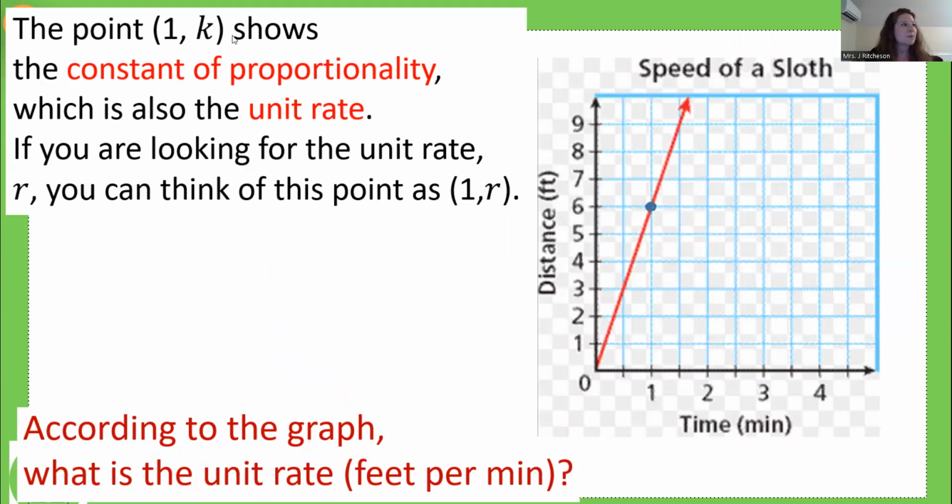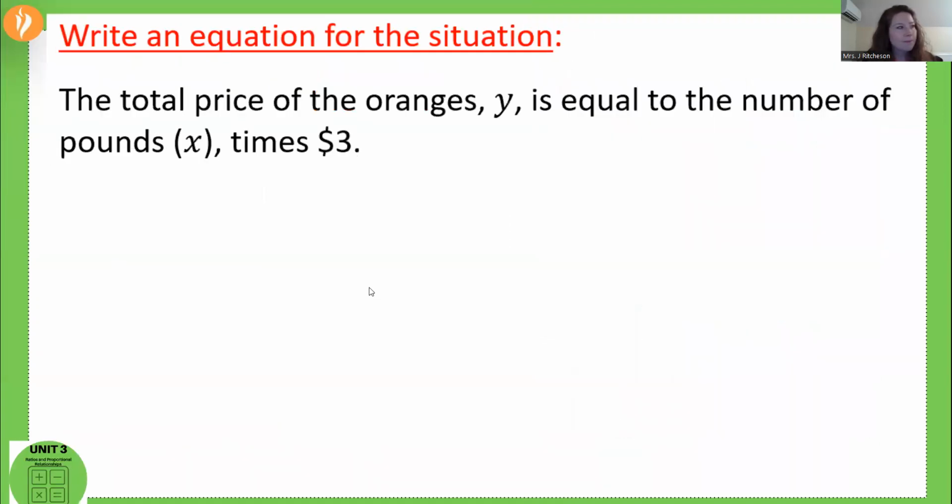All right, the constant of proportionality, which is always found when x is 1, whatever y is, that is the constant of proportionality, also the unit rate. If you're looking for the unit rate, you can think of the point as 1 and then whatever that y value is. So time is our x-axis. Distance is the speed of a sloth. So we know sloths go slowly. So in 1 minute, that sloth walked a total of 6 feet. So what is our unit rate? What is our constant of proportionality? That would be 6, right? 6 feet per minute.